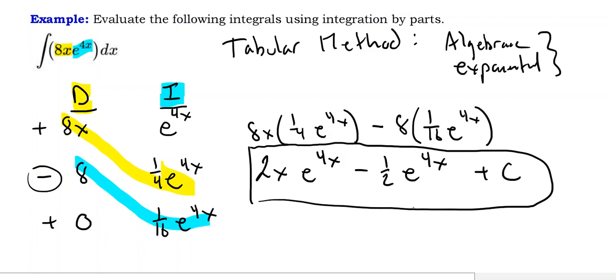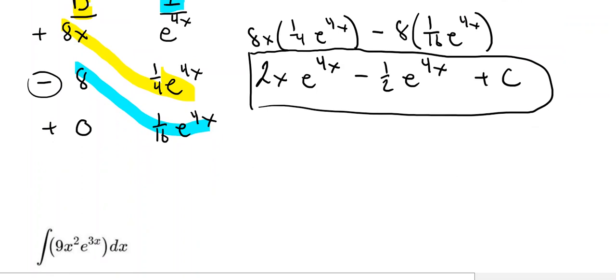You could show this by taking the derivative of this and cleaning it up. And once you take the derivative of it and clean it up a little bit, you'll get the original integrand. And then that is the process of integration by parts using the tabular method. Let's try another example.